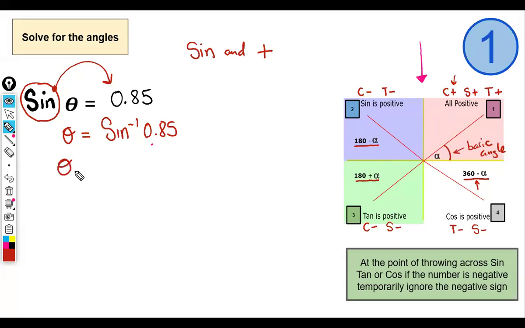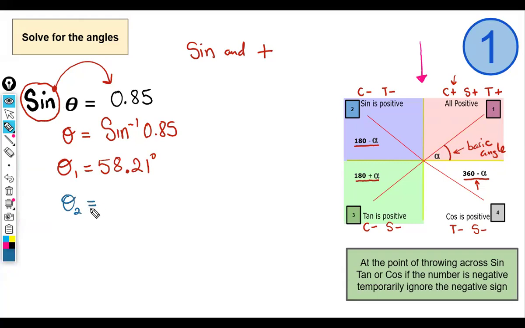Could you all get the first answer for me? You just have to type in sine inverse 0.85. That's all you have to do. Type in sine inverse 0.85 on your calculator, and you get your first answer, better known as your basic angle. Second function sine 0.85. I'm getting this. A lot of people are getting it also. 58.21 degrees.